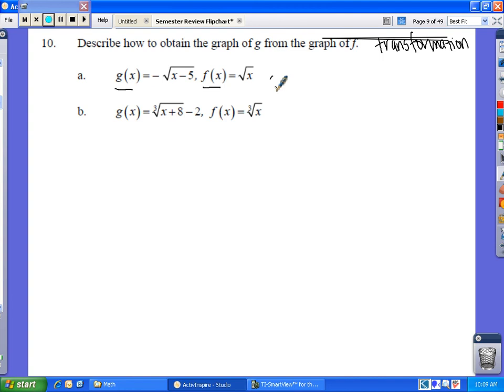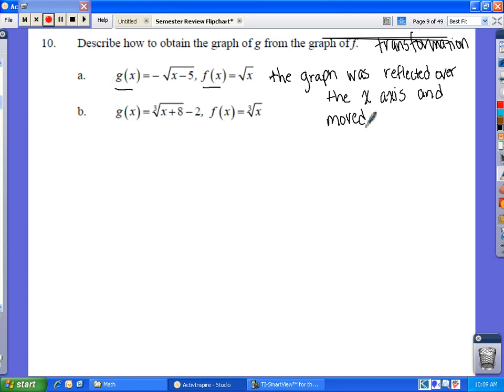So to describe this, I would say that the graph was reflected over the x-axis and moved, translated, 5 units right.